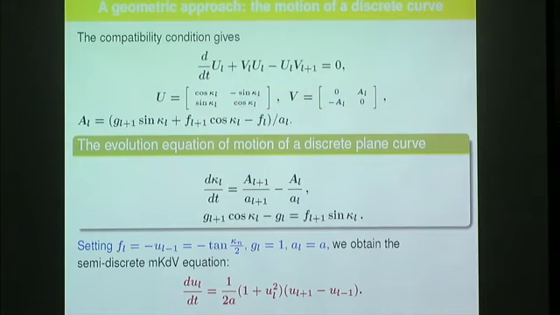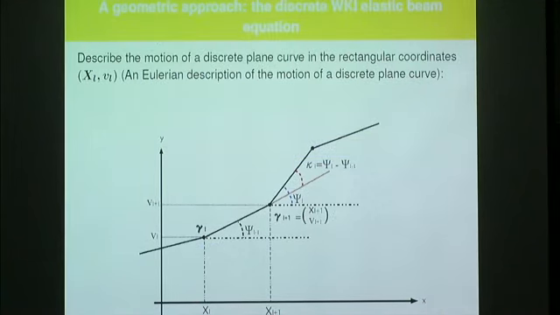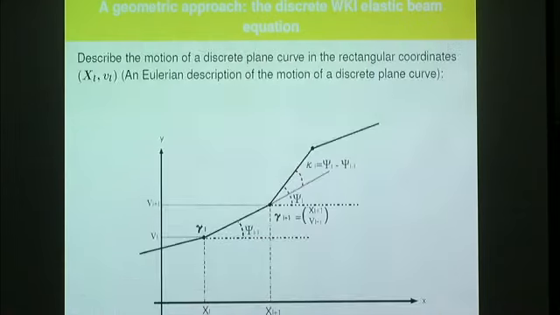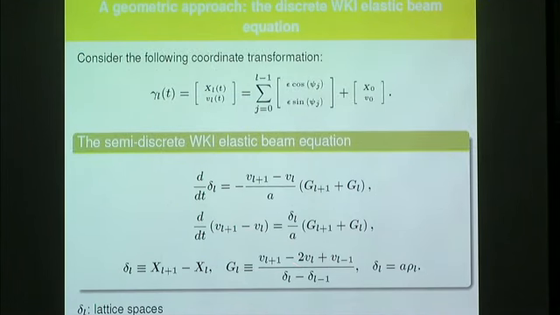Now this semi-discrete mKdV equation describes the motion of a discrete curve, but the coordinate is arc length. So now change to the Eulerian coordinate. Now consider this picture, then we have the mesh points. Now change to this point. Then in the discrete setting, the hodograph transformation is this. Using this hodograph transformation, we can obtain the semi-discrete WKI elastic beam equation. Again, the first equation is the evolution equation of the mesh, and the second equation gives the value of V. So this is again a self-adaptive moving mesh scheme.